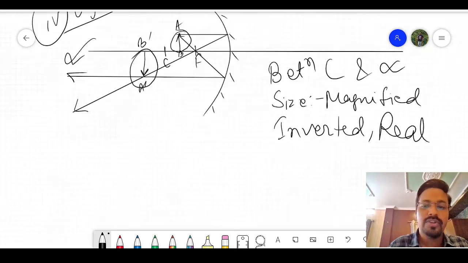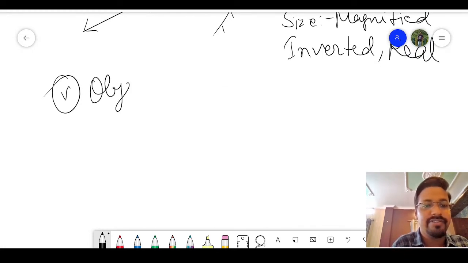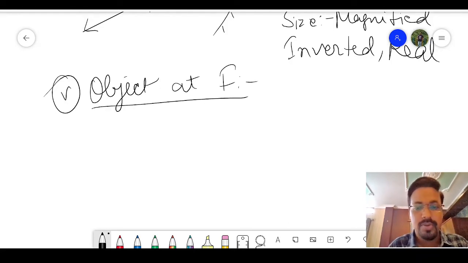Okay, move on to the next one, number 5. This time we will place the object at F, at focus. What happens? Let's see.